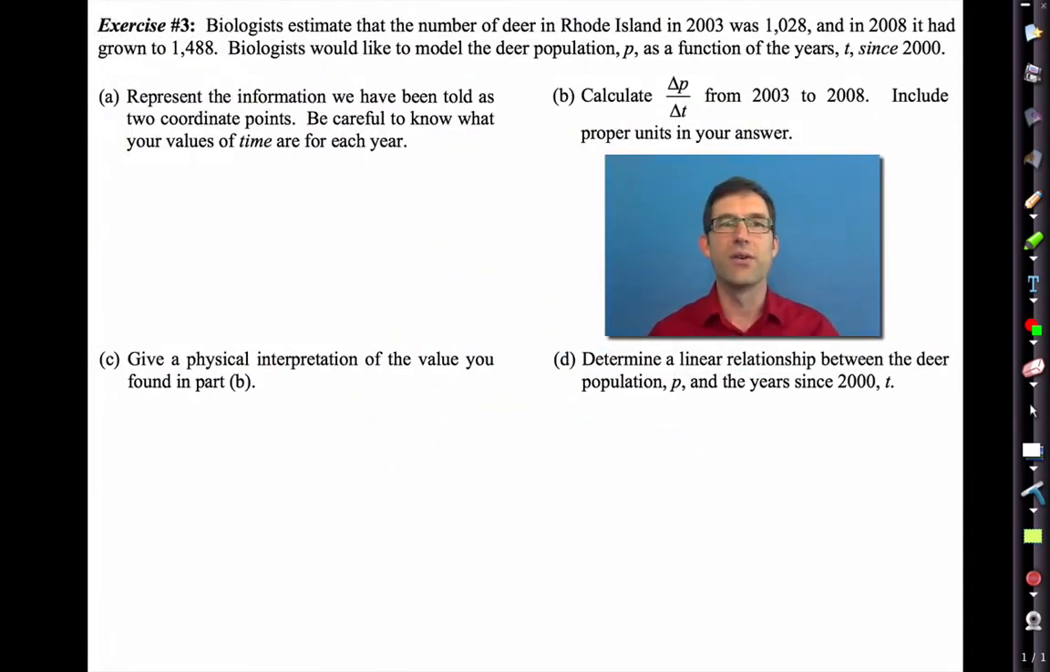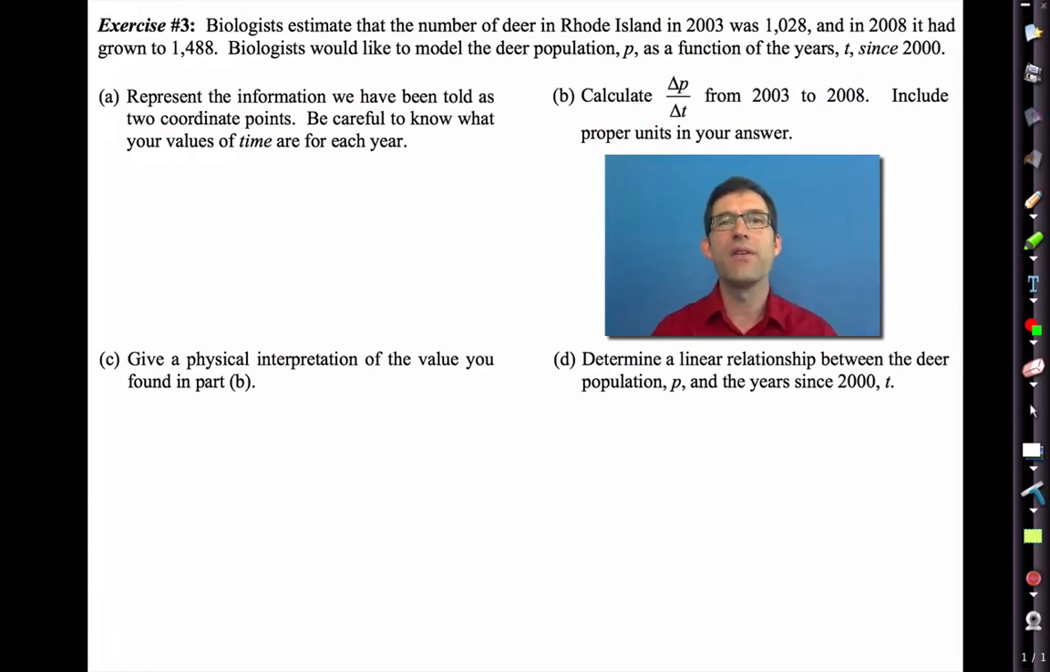Let's talk about deer. In the Northeast, we have a lot of deer. I don't know where you're living, but I see them all the time. And unfortunately, my car sees them sometimes. Biologists estimate that the number of deer in Rhode Island in 2003 was 1,028. Rhode Island's a tiny state. No offense if you're in Rhode Island. And in 2008, it had grown to 1,488.